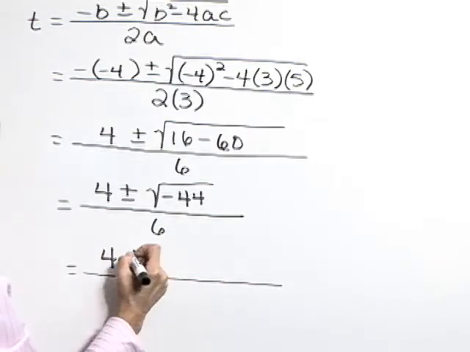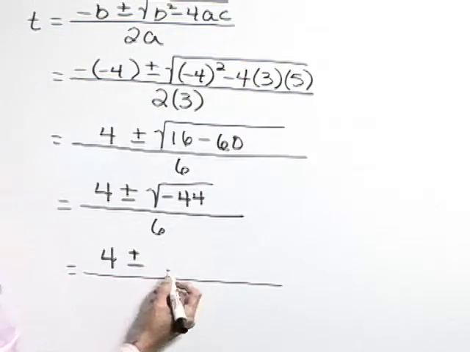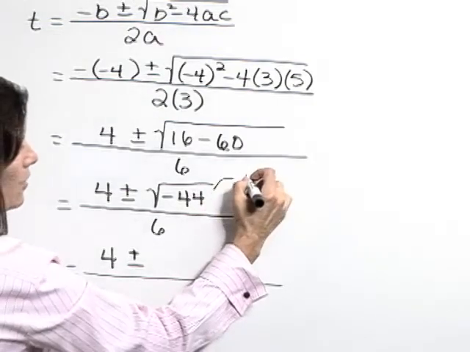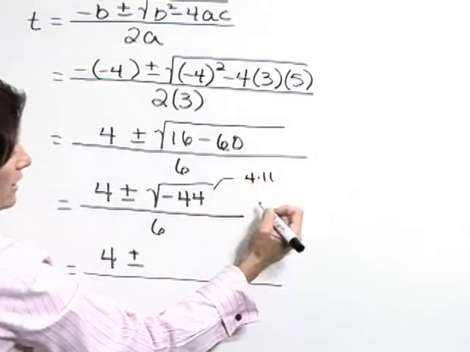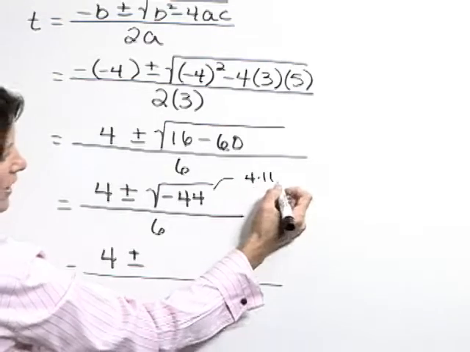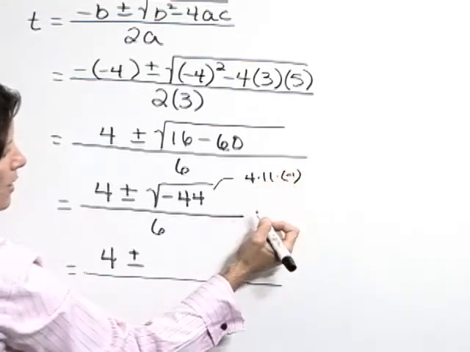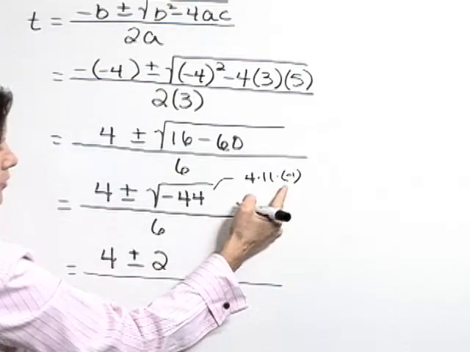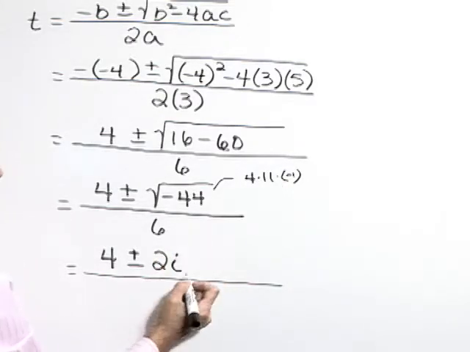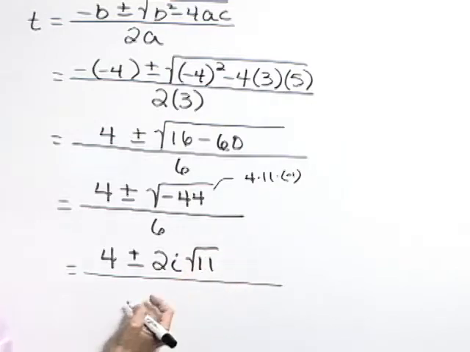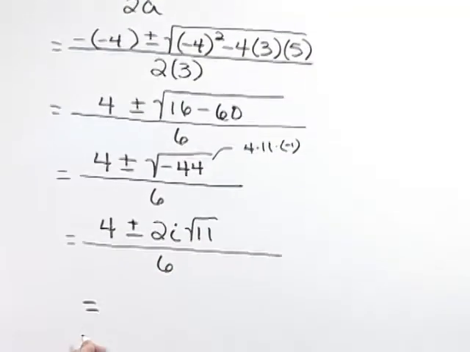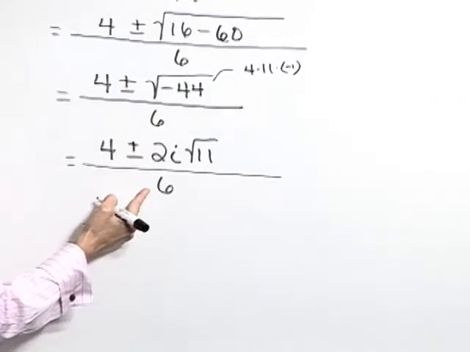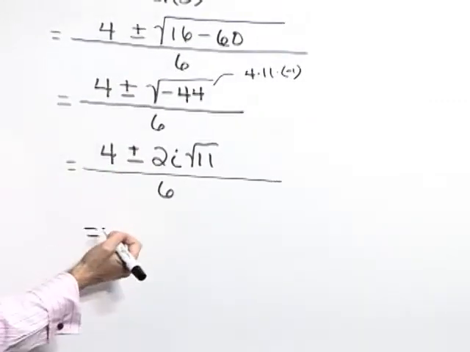Let's write this numerator as 4 plus or minus. That 44 is 4 times 11. We've also got that negative 1 in there as well. The square root of 4 is 2. The square root of negative 1 is i. 11 stays underneath the radical. That's all over 6. Now each of our terms has a common factor of 2. We're going to cancel that 2 out.